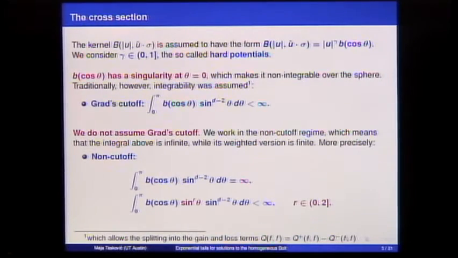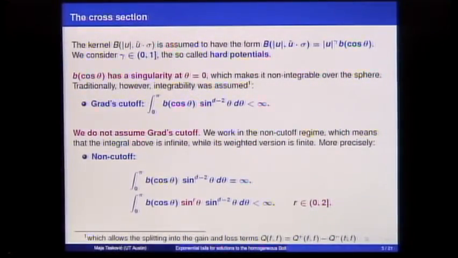And this function B has a singularity at 0. And that singularity makes it non-integrable over the sphere. And that's a big problem when you do calculations. And so in the 60s, Harold Grad proposed to somehow ignore that singularity and just assume that the function is integrable over the sphere. This is just the Jacobian. And this assumption was accepted for a long time. And then in the last 20 years, there's been a lot of work without that assumption, and that's what we are going to do. So no Grad cutoff for us, which means that this integral is infinite.